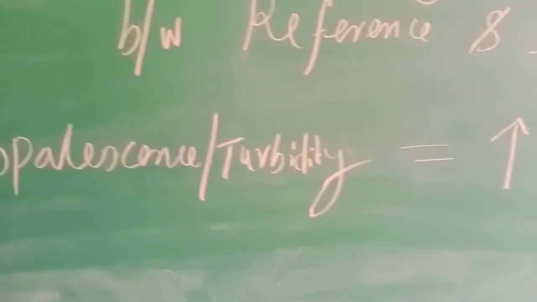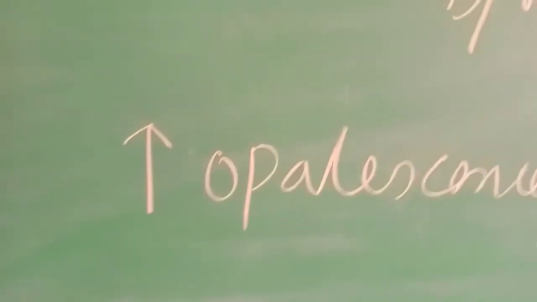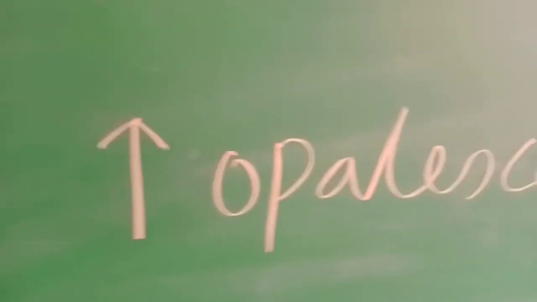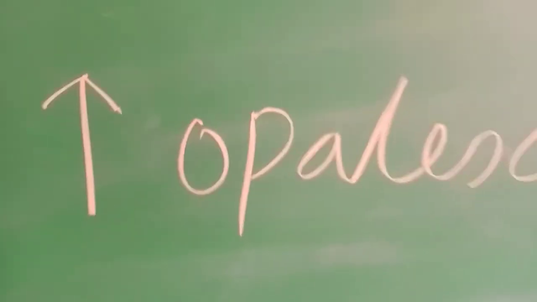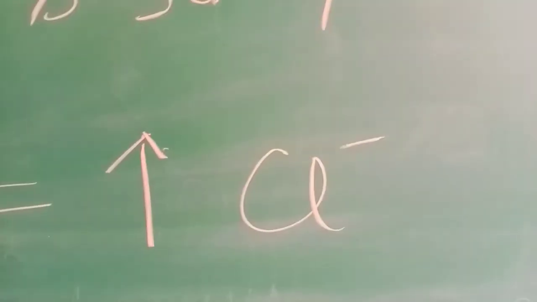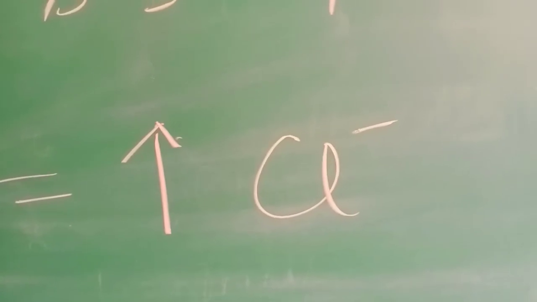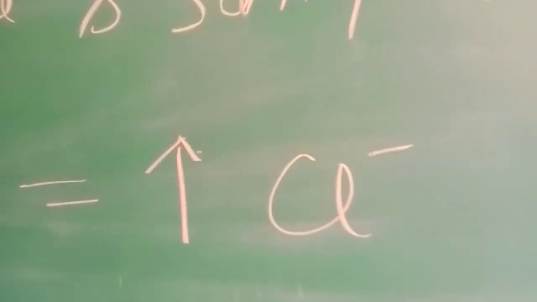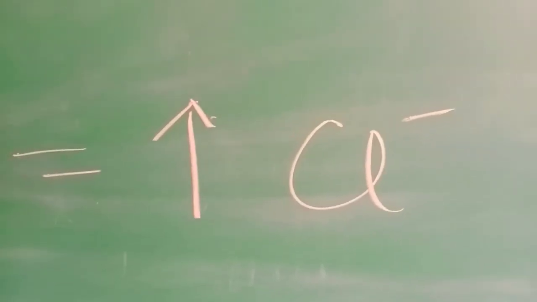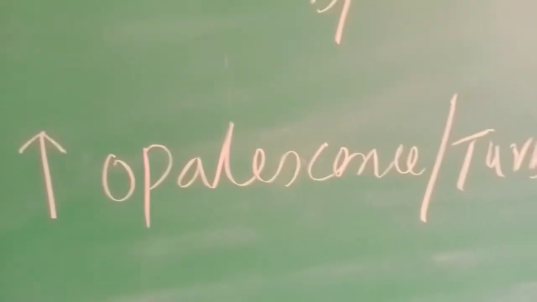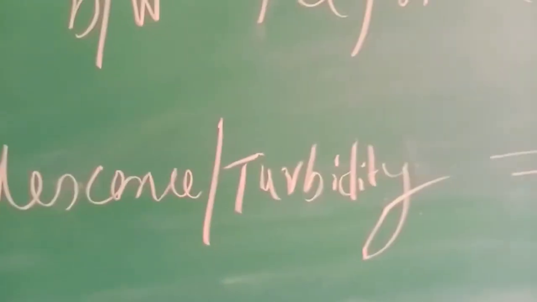So as per general rule, if greater amount of opalescence or greater turbidity is produced by the sample, more chloride is present. Or we can also say, if more amount of chloride is present as an impurity in the sample, greater extent of opalescence or turbidity is produced.